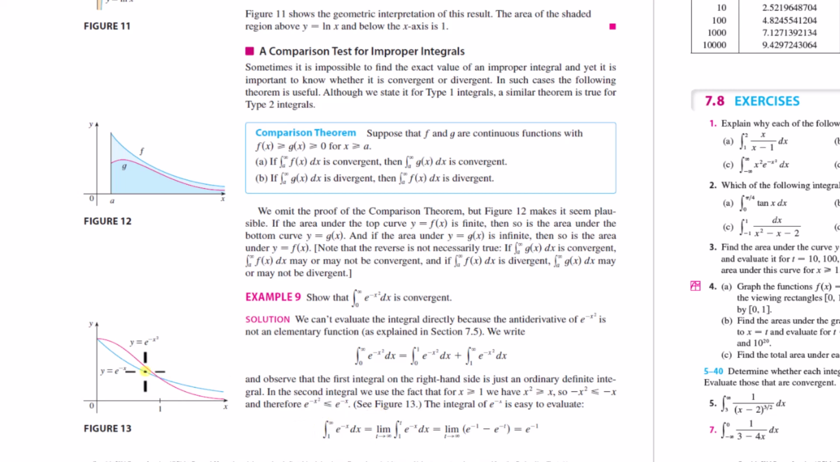And since e to the minus x you can integrate and show that it's convergent, and e to the minus x squared going from 1 to infinity is always less than e to the minus x, then you've proved that the integral of e to the minus x squared is convergent by the comparison theorem. And this is an important idea to illustrate. You might say, well, what number are you allowed to start at to do this theorem?